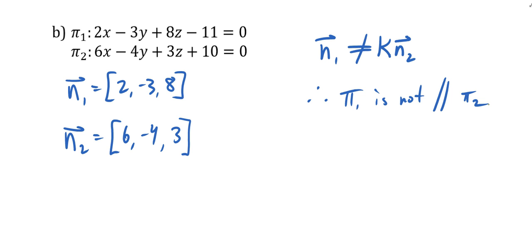Yep. Why the dot product? How will the dot product tell us if it's perpendicular? If the result of the dot product is 0, remember, when the dot product is 0, two vectors are perpendicular. Good. So n1 dot n2.